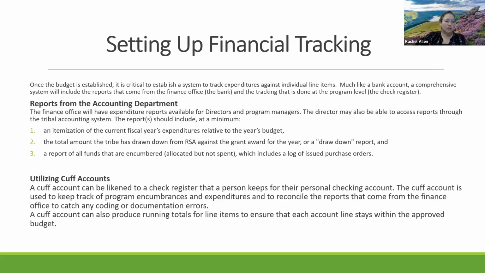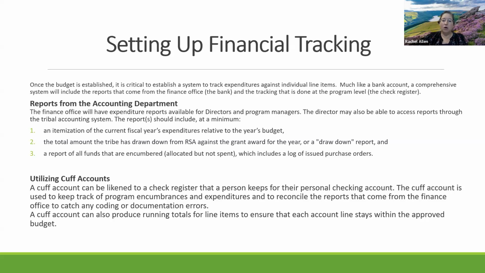Also, and I'm on number 2 on the slide, the total amount the tribe has drawn down from RSA on the G5 system for that fiscal year, or a drawdown report, as well as a report of all funds that are encumbered or allocated but not spent, which includes a log of issued purchase orders. And so that might be that you have open POs, active POs that haven't been completely spent, or maybe they've been spent, but they haven't actually been paid yet. But those dollars, you still need to account for those.